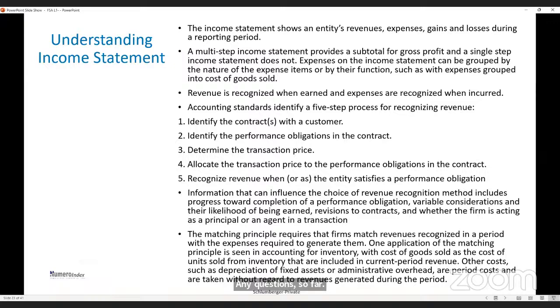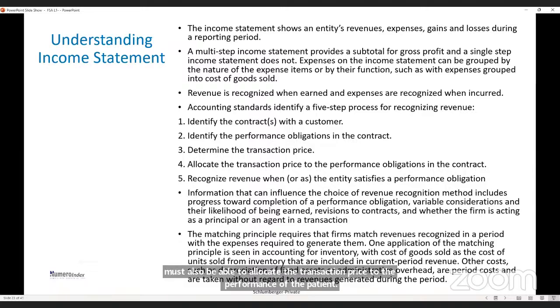In the absence of that, remember we talk about your income statement, right? Your income statement is basically your revenue plus your other incomes minus expenses. Your revenue, there are 5 steps. You must be able to identify the contract with the customer. You must identify the performance obligations in the contract. You must determine the transaction price. You must also allocate the transaction price to the performance obligations in the contract.